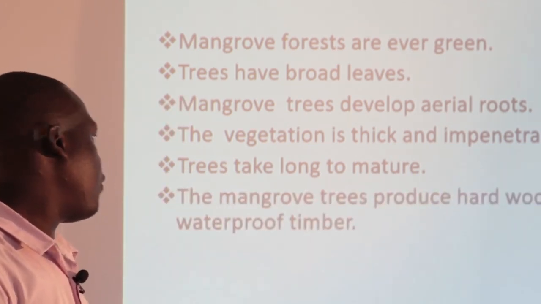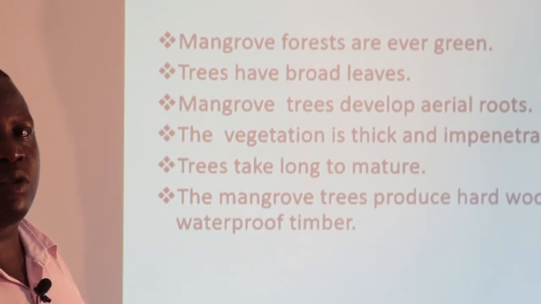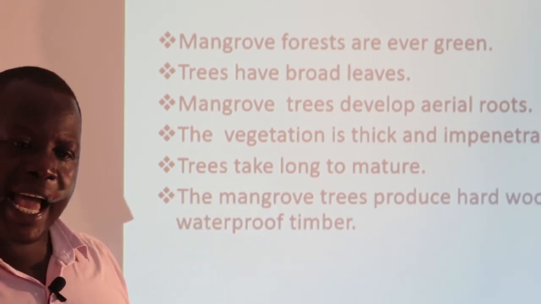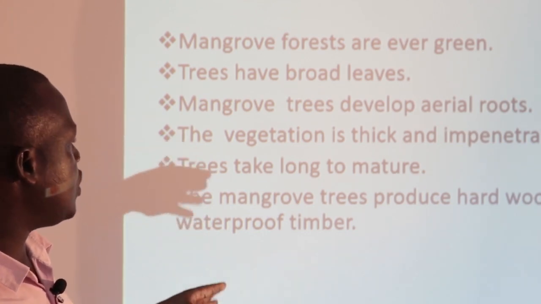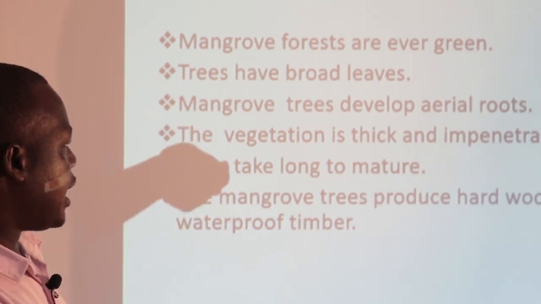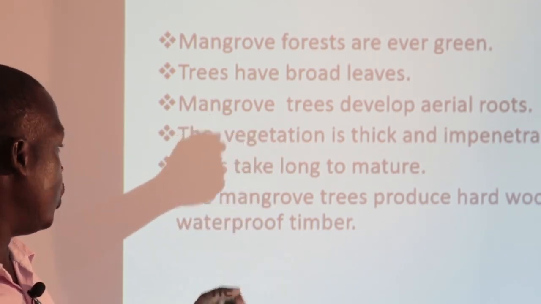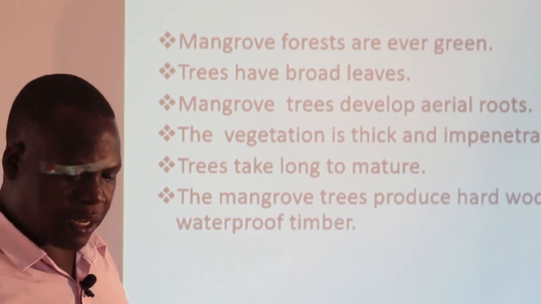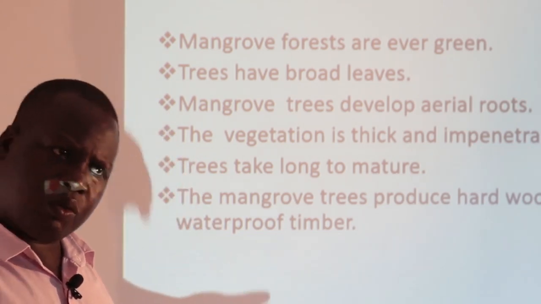Therefore, the mangrove trees produce hardwood. Remember, the trees that take long to mature always give us hardwood. And here, there is this particular point that the mangrove trees produce hardwood, waterproof timber. Actually, that full stop wouldn't have been there after the word wood, but we say hardwood, waterproof timber. When we talk of waterproof, it means that it does not allow water to go to the other part of the timber.